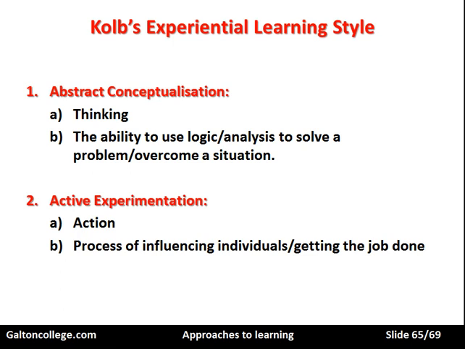So active experimentation could be getting others to collaborate, to work on a particular task in a certain way because alternatives have failed. And now, through active experimentation, best practice has been found, or at least a better practice has been found than the one used before. So now it's important to influence others to use that better practice.